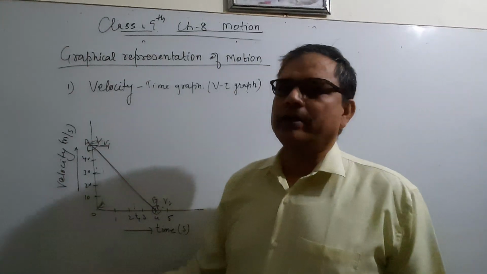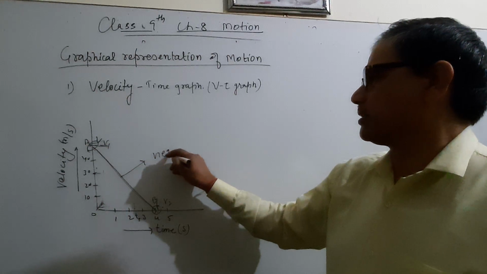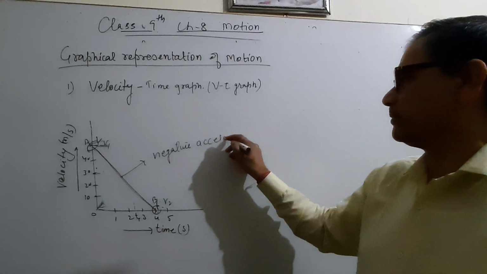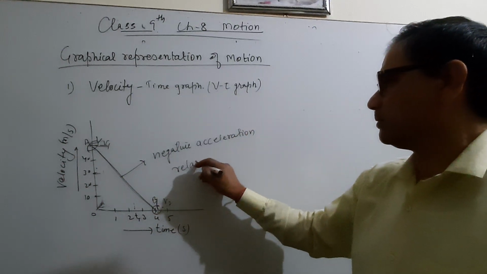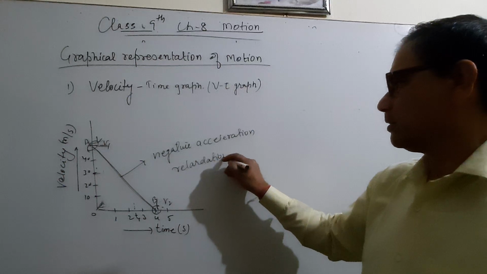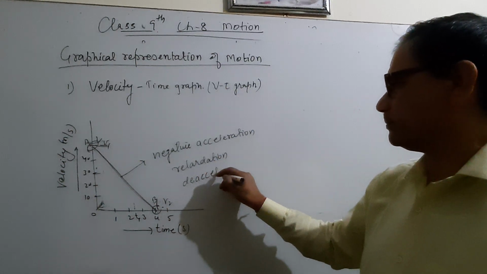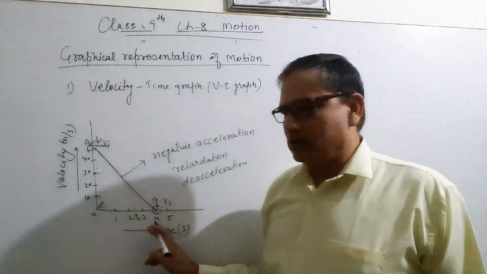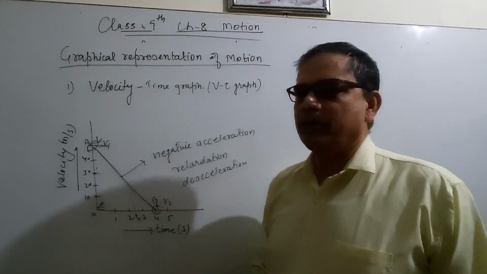This indicates retardation. This graph represents negative acceleration. Negative acceleration means we can say retardation, or we can say deceleration. It means the final velocity is 0, the initial velocity is V1, and V2 minus V1 is negative.